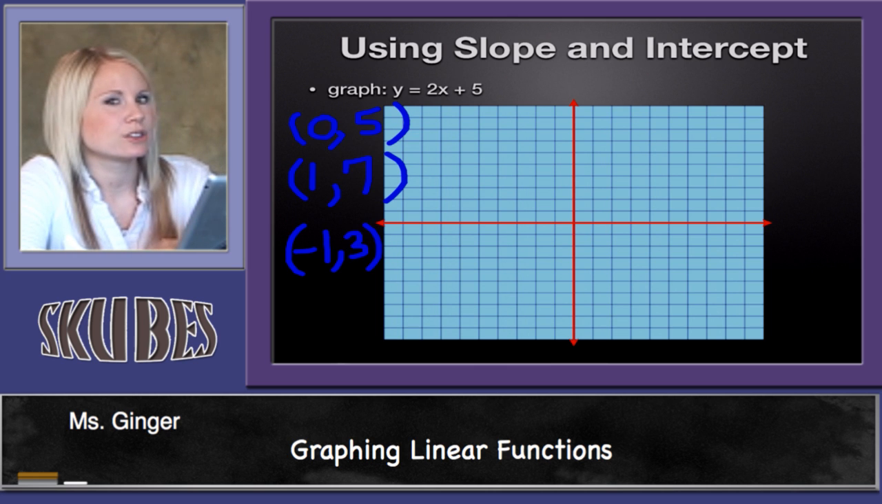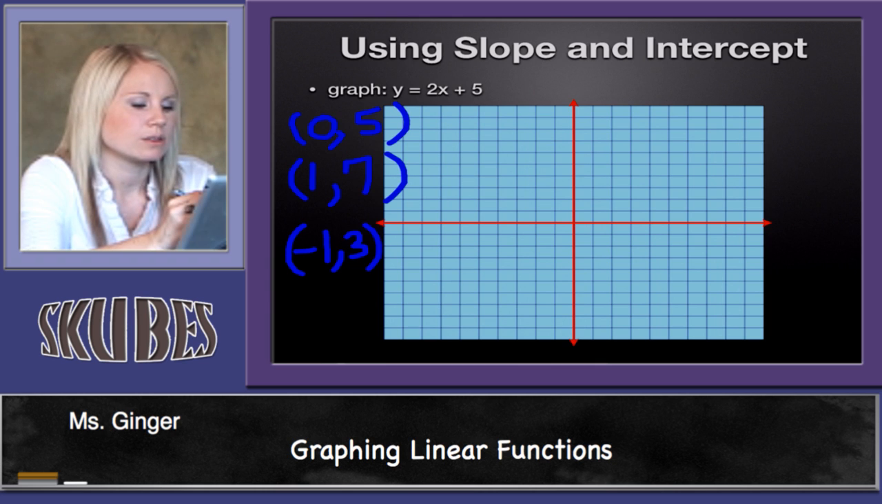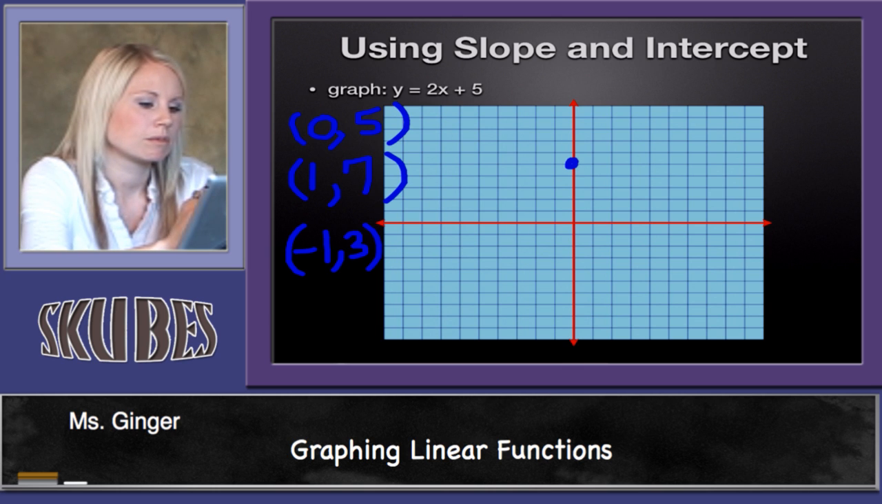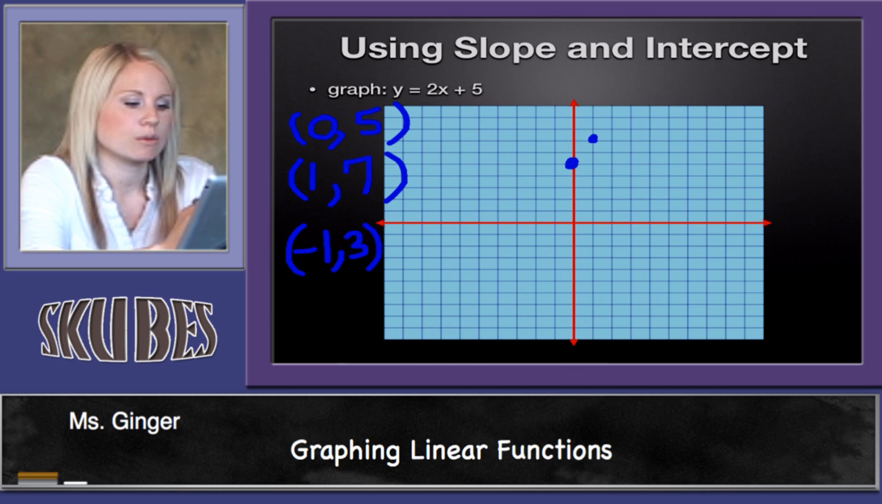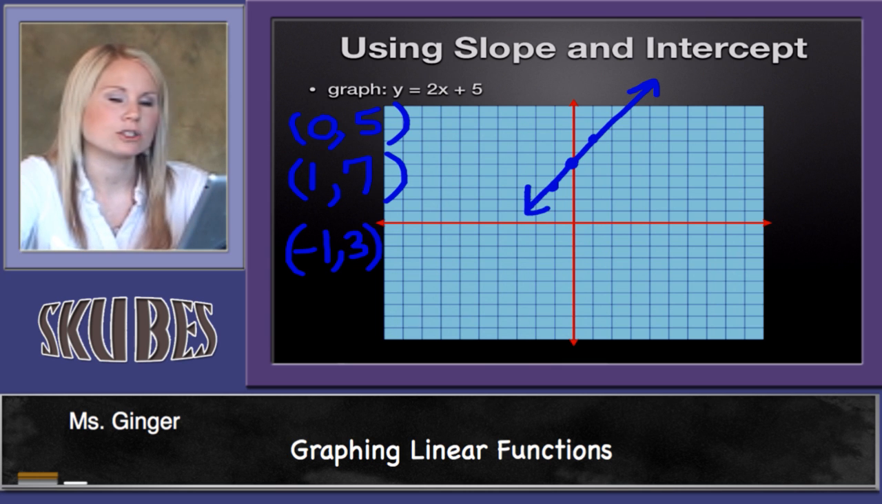So let's go plot these just to make sure this does form a straight line, a linear function. So 0, 5, I'm going no units and then up 5 units. 1, 7, I'm going over 1 and up 7. And then -1, 3, I'm going to the left 1 and up 3. And it does form a linear function. When we connect, we've got a nice straight line.